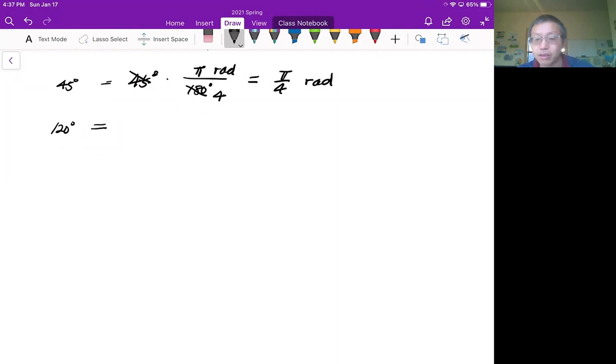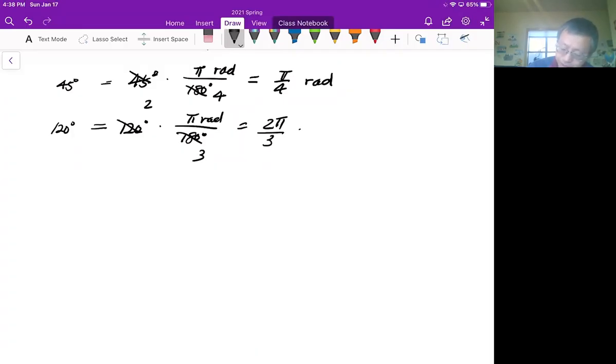Okay, for 120 degrees, I'm going to multiply by pi radians over 180 degrees. 60 is a common factor. 120 divided by 60 is 2, and 180 divided by 60 is equal to 3. So that gave me 2 pi over 3 radians. Everything okay? You should be able to work on that one. Anyway, so these are the conversions between the two systems.